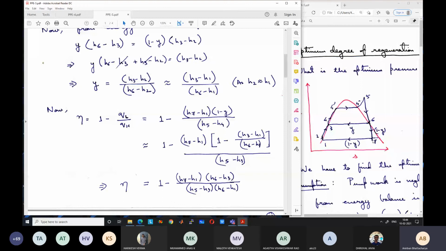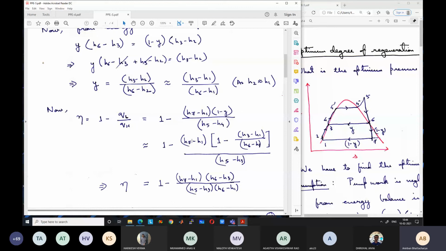And what is the heat addition in the boiler? It is H5 minus H4, so divided by H5 minus H4. Now we can replace the expression of Y with (H3 minus H1) by (H6 minus H1) in this expression. So efficiency is equal to 1 minus (H7 minus H1) into (1 minus (H3 minus H1) by (H6 minus H1)), divided by H5 minus H3.